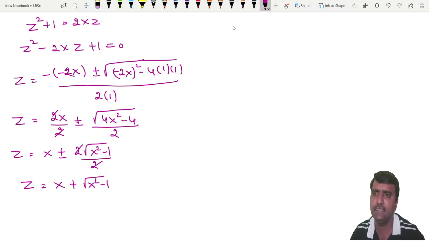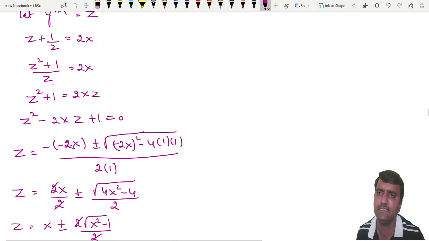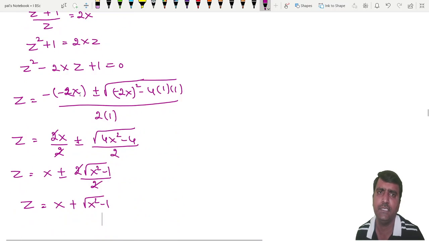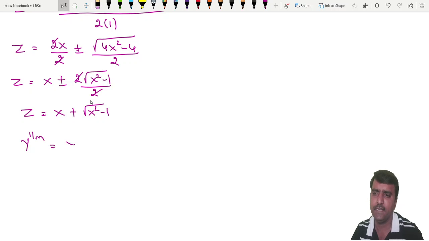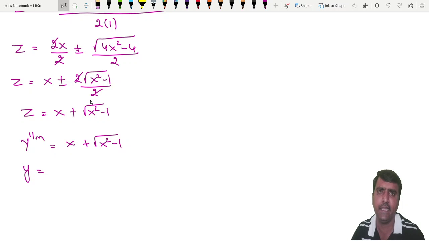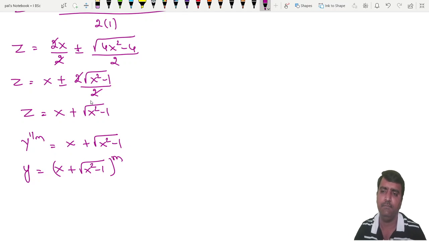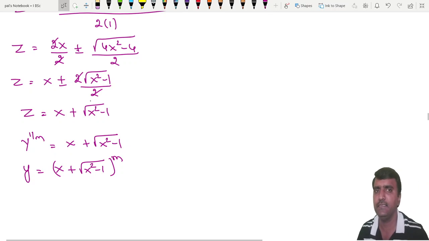Again, what is z? So initially we take that z means z is equal to y to the power 1 by m. So you take the original value of z. So z value is y to the power 1 by m. So that is x plus root of x square minus 1. So what is y now? Y is equal to, take power m on both sides. Taking m on both sides, what happened? It is x plus root of x square minus 1 to the power m. So this is the method of evaluating the original value of y. So y, we have to write like this first.